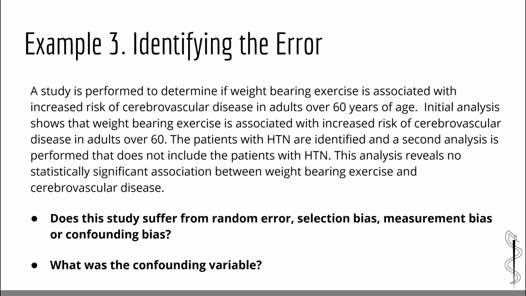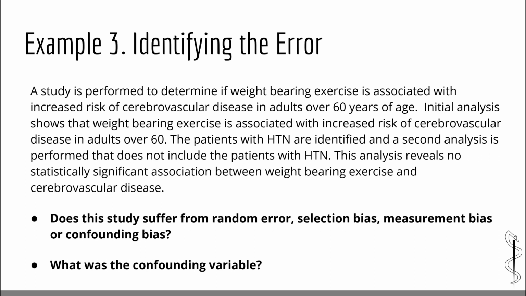The patients with hypertension are identified, and a second analysis is performed that does not include the patients with hypertension. This analysis reveals no statistically significant association between weight-bearing exercise and cerebrovascular disease. Does this study suffer from random error, selection bias, measurement bias, or confounding bias?